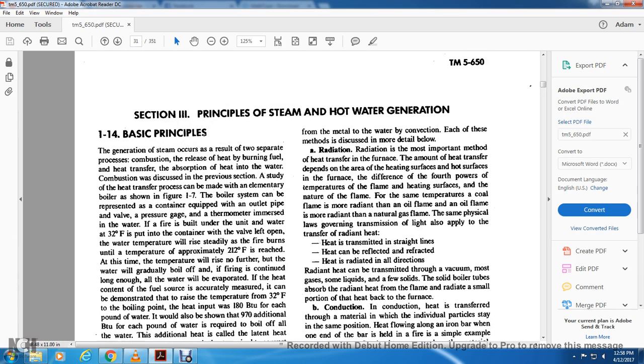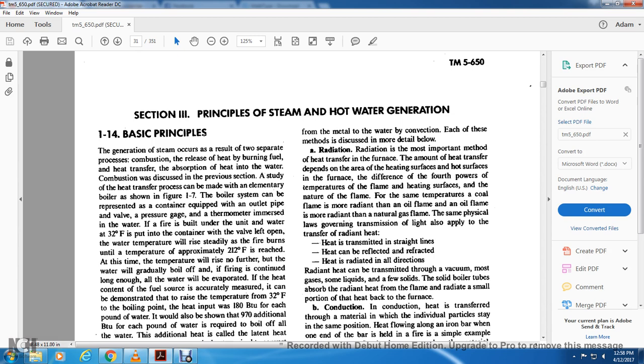Radiation is the most important method of heat transfer in the furnace. The amount of heat transferred depends on the area of the heating surface, the hot surfaces in the furnace, the difference between the fourth powers of the temperatures of the flame and the heating surface, and the nature of the flame. At the same temperature, a coal flame is more radiant than an oil flame, and an oil flame is more radiant than a natural gas flame.